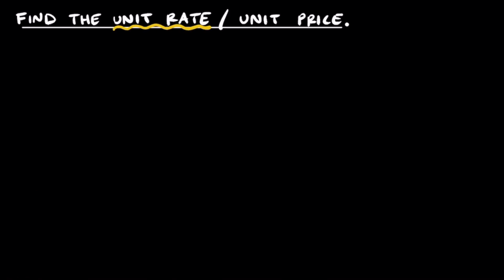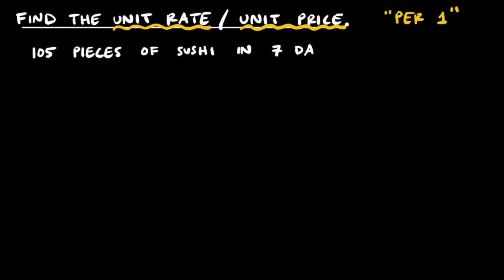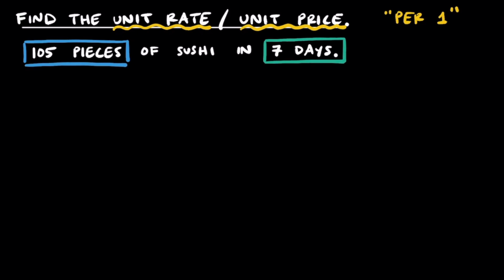Let's start by finding the unit rate or unit price of something, and that just means per one. In this first example, think about someone eating 105 pieces of sushi in 7 days. The two things we're comparing here are the number of pieces of sushi and the amount of days that go by. Now when writing this rate, it's going to make more sense to find out the pieces of sushi per day instead of number of days per sushi.